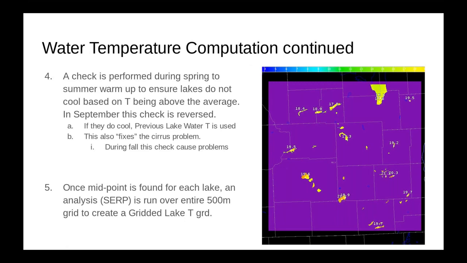This check really comes into play during the spring, because I'm expecting the water temperatures to either warm or stay about where they're at as we get to the longer days. So basically I look at the average of what's been computed, and if that average is way cooler because of some problem with what's been fetched from the GOES land surface temperature, I'll throw that data out and I'll just use the previous lake water temperature for that day.